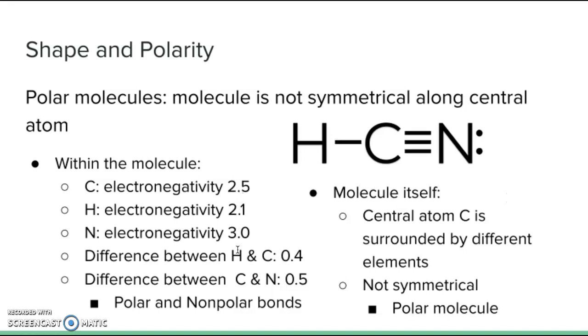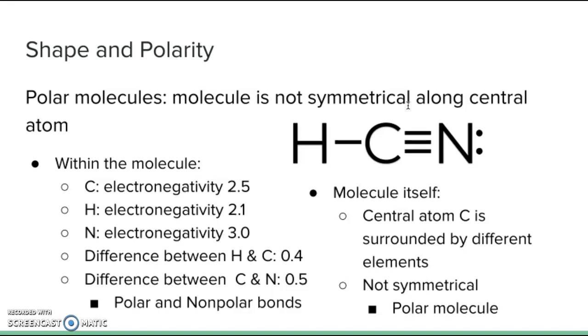These are all my electronegativities, right? My difference here is a 0.4 versus a 0.5, so I have polar and nonpolar bonds within my molecule itself. However, the molecule itself is not symmetrical, so I have a polar molecule. So notice how we're looking at within the molecule itself versus the molecule as a whole.